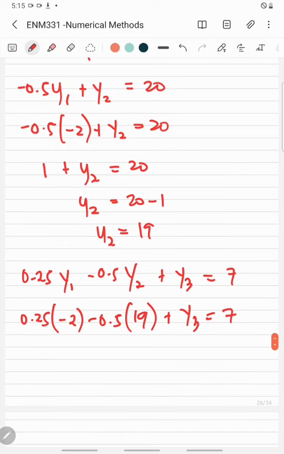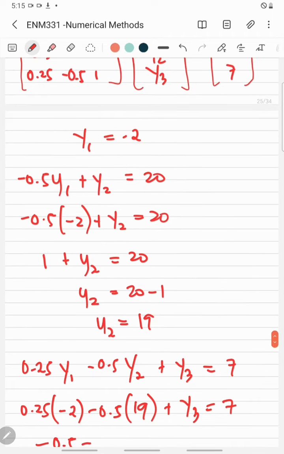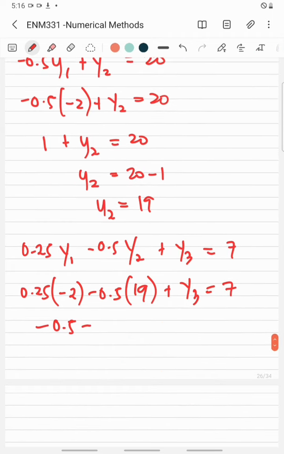So 0.25 times -2 is equal to -0.5. Then we have -0.5 times 19, that is 9.5, plus y3 equal to 7. So again, we have to transpose the constants to the right side, and we have also to change the sign. So y3 is equal to 7.